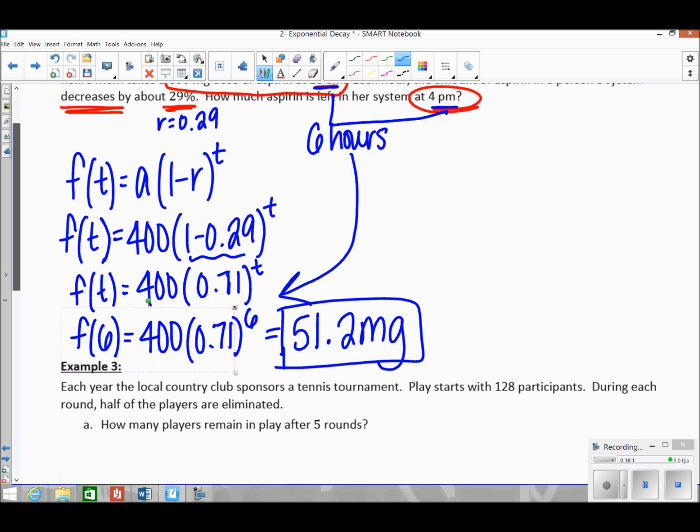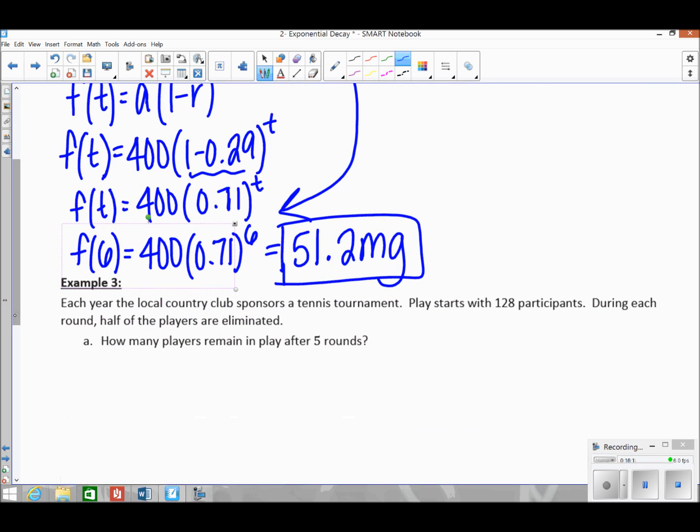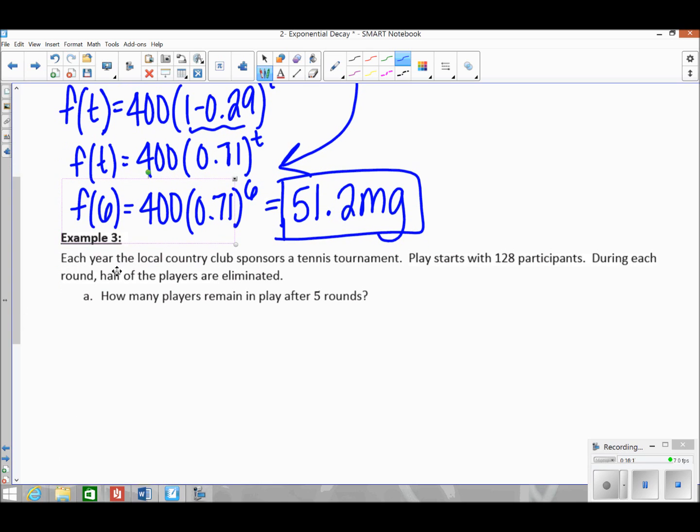So the last example we're going to look at together is example 3. So for this one, each year the local country club sponsors a tennis tournament. Play starts with 128 participants, so that means we're starting. So my initial here is 128. During each round, half of the players are eliminated. So eliminated tells me decay, half tells me the factor. So this is going to be a factor one. So the decay factor is going to be 1/2.